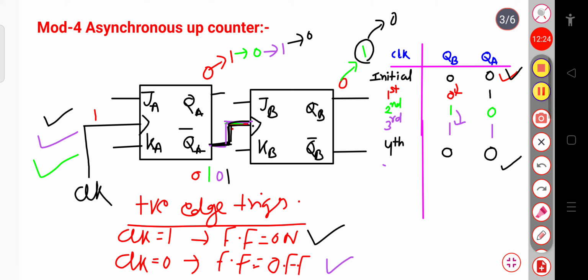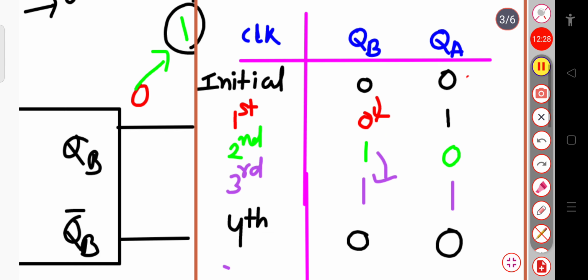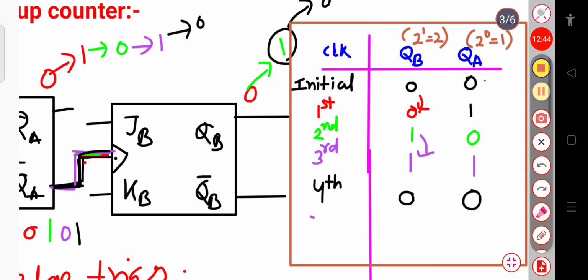That's why, what will this up counter count? Now just look at this table. This QA is the least significant bit. This is 2 power 0, that is equal to 1. And this QB is 2 power 1, that is 2. Now for this value, 2 power 0 is 1, and 0 into 1 is 0, plus 2 into 0 is 0. So this is 0 value.